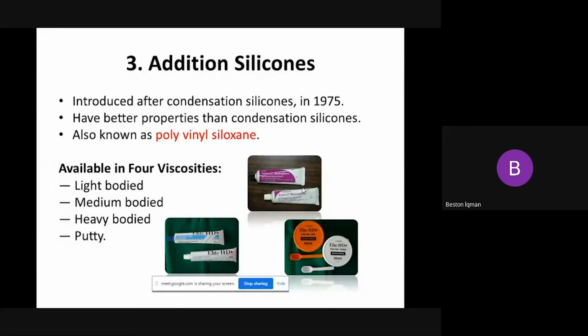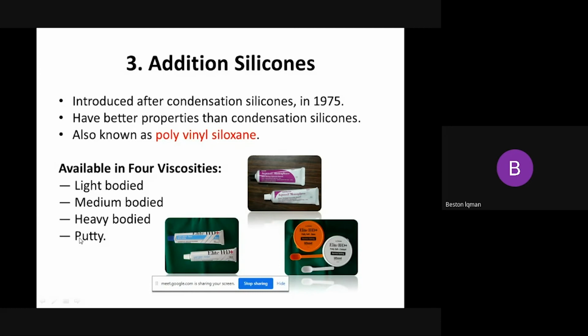Polyvinylsiloxane is available in four viscosities: light, medium, heavy, and putty, while C-silicone is available in three viscosities: light, medium, and putty. This is the light body and base, and this is the putty. Excuse me, Doctor, what is the difference between them? The viscosity. You can differentiate between them by the viscosity. Do you know what viscosity means? The first one is low in viscosity, while the last one is high in viscosity.